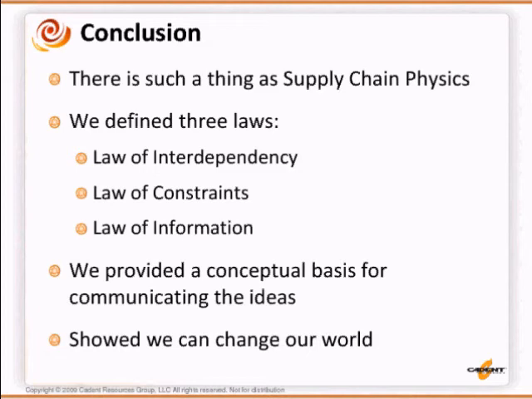We have the law of constraints that says if you're moving things from point A to point B, you're limited by how much you can physically move at any given time, and how much of any product you can produce at any given time. We have the law of information that says information now moves at the speed of light or the speed of the internet, and that information moves much faster than our lead times and our production capacities and production lead times. We provided a conceptual basis for communicating these ideas, and then we showed that we can change the world. And so that concludes a short presentation today of this concept of supply chain physics.